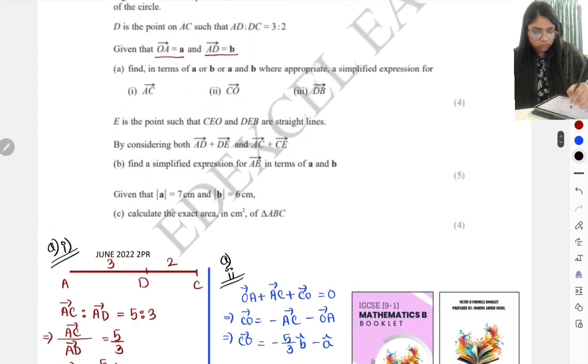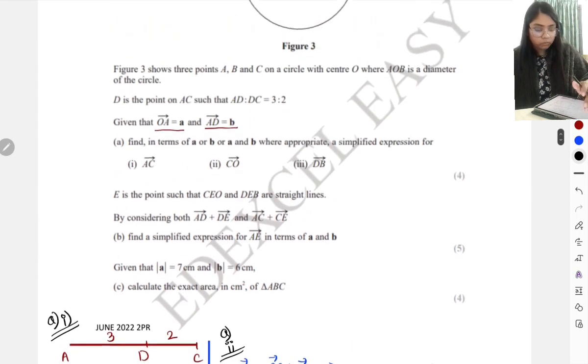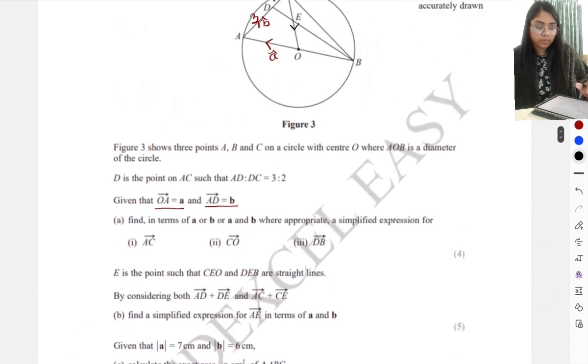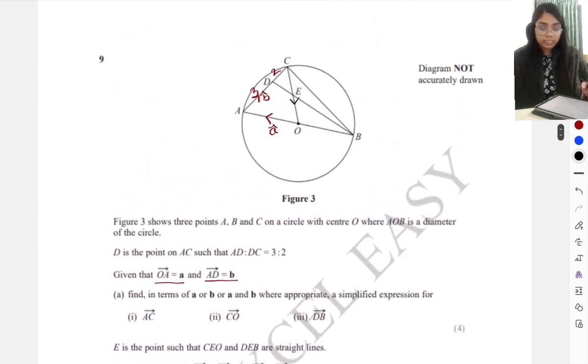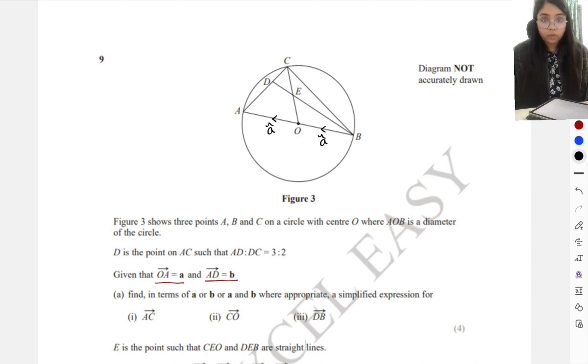Okay, so we'll be moving on to part 3, where they're asking about the length of the vector DB. For DB again, you have to consider it like this. If I just erase all these things, if OA was A, in that case BO would be another A, right? Because AOB was a diameter. In that case, OA would represent the radius, so each radius is of equal length, obviously. So OA and BO would be equal vectors.